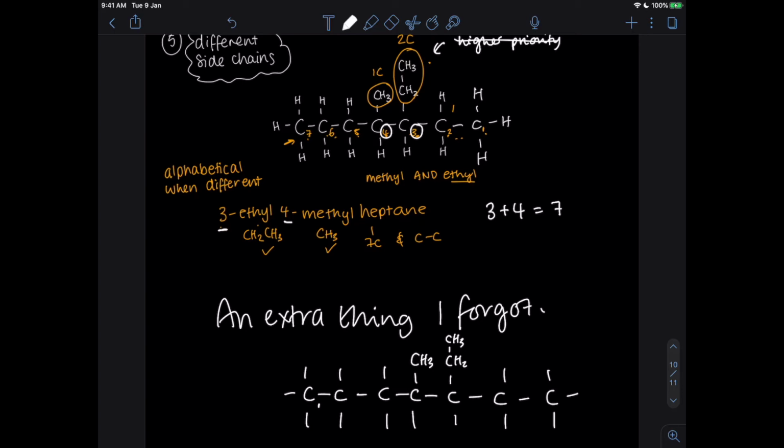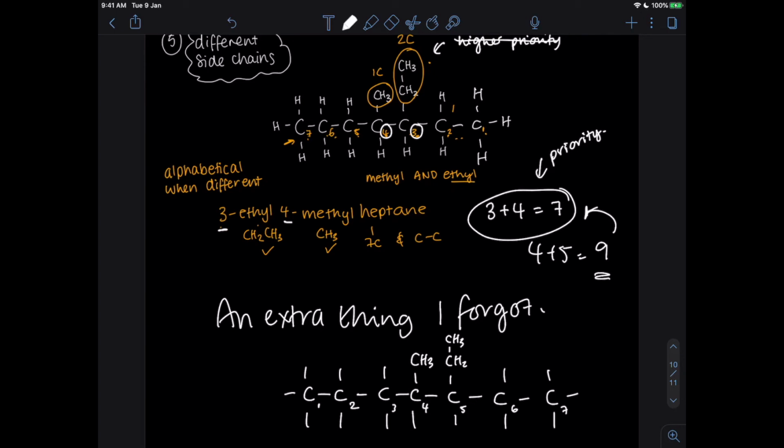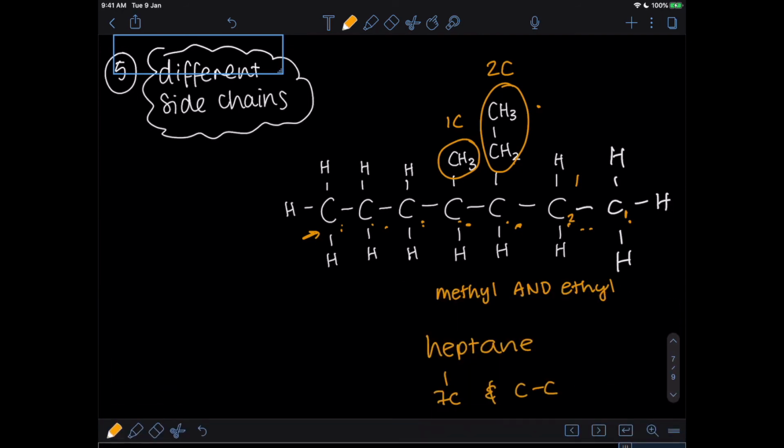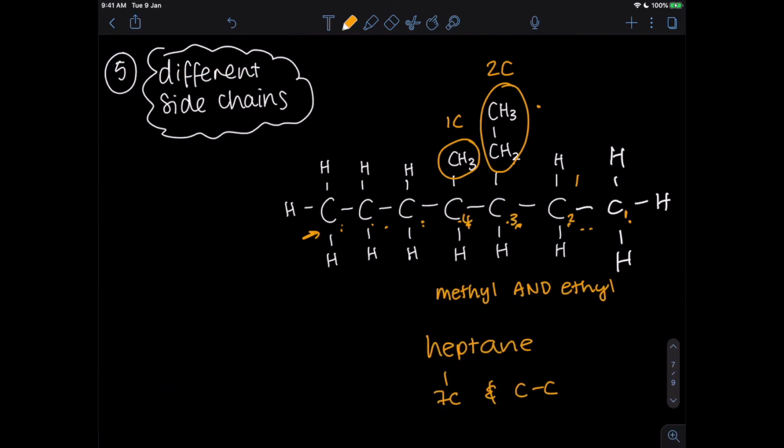That my number 1 carbon was going to be the one on the left, that would mean that my total would be 4 plus 5 equals 9. And that is bigger than 7, which means that this one is going to be the priority, or the preferred naming convention for this particular molecule. So carbon number 1, 2, 3, 4, 5, 6, 7.